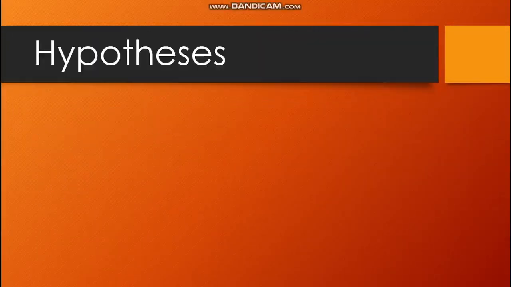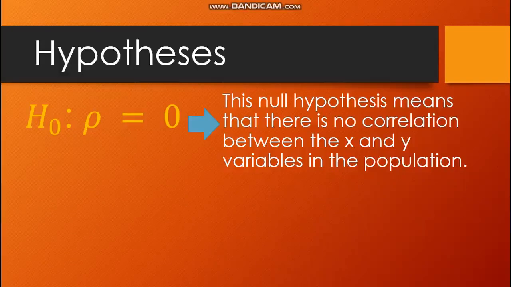And our hypothesis will be the null is rho equal to 0, which means there is no correlation between x and y variables in the population, meaning no significant relationship. Hindi related yung x and y variable.